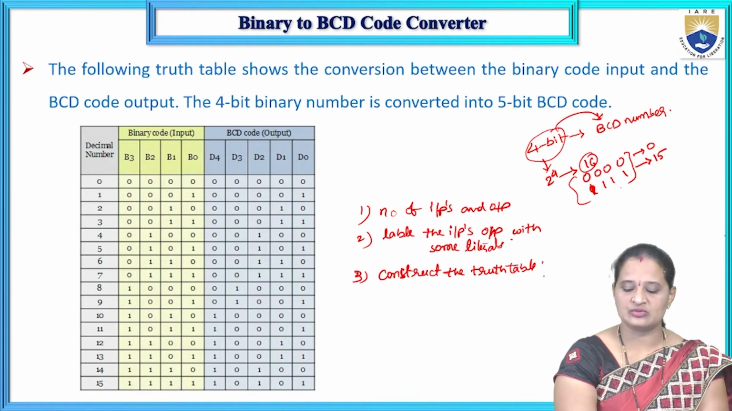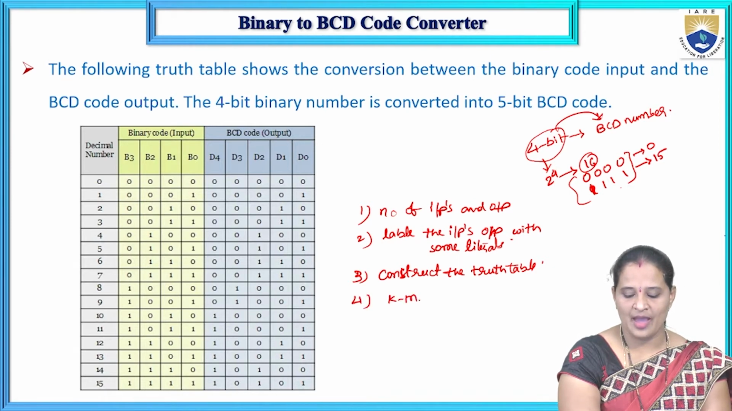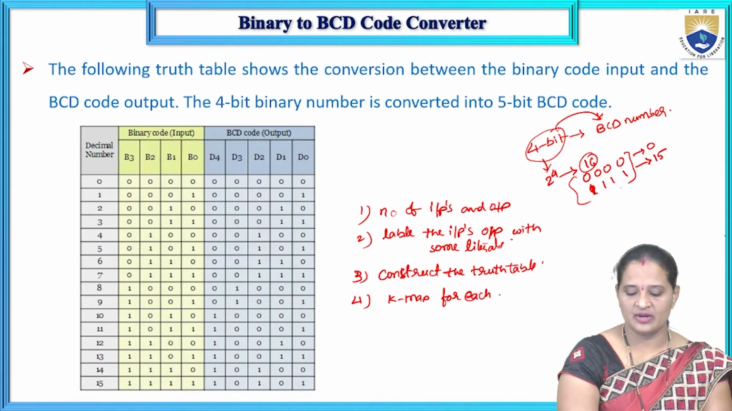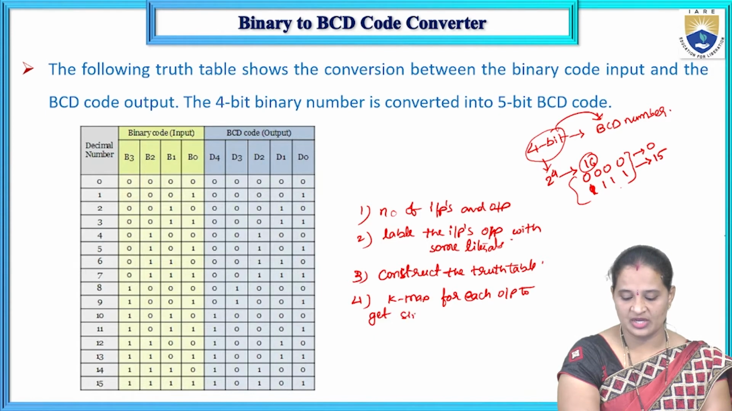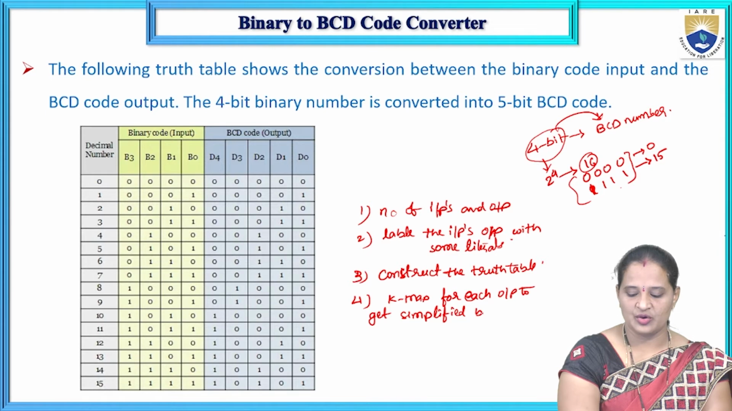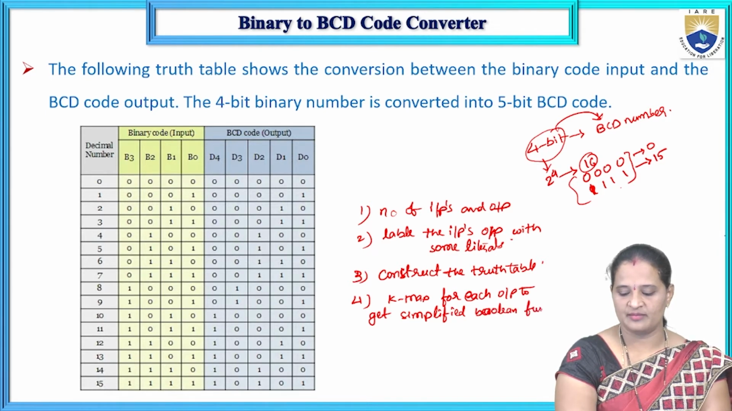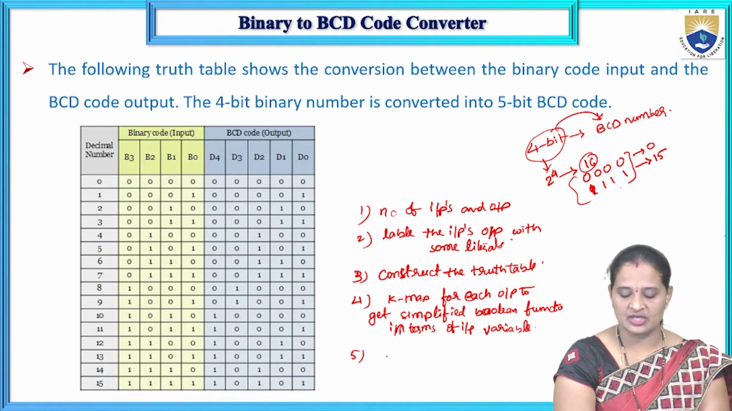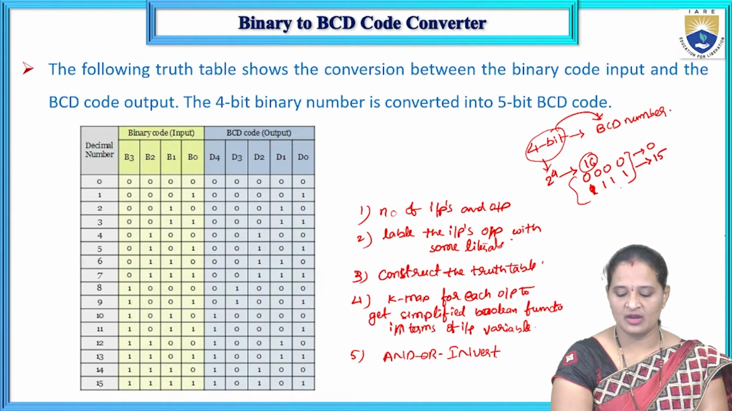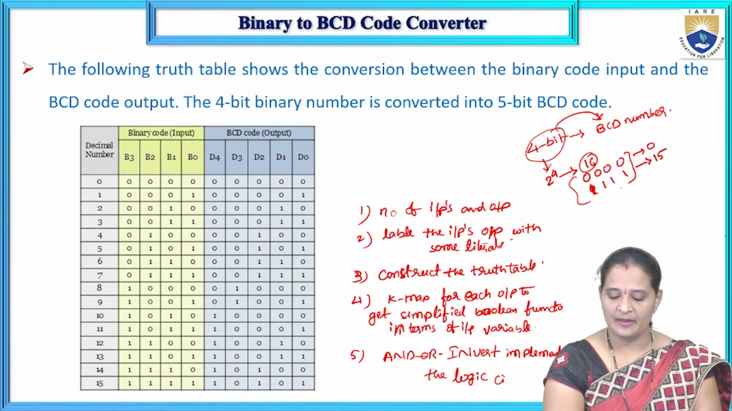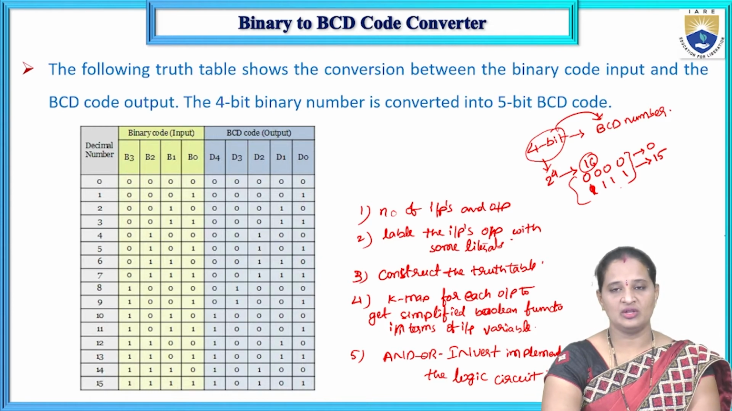Once the truth table is constructed, we have to draw the K-map for each output to get the simplified Boolean expression in terms of input variables. Once the Boolean functions are available, using the basic logic gates AND, OR, INVERT, you can implement the logic circuit. So these are the steps that we need to keep in mind. This is nothing but a circuit that performs a specified task. Like that, you can implement any combinational logic circuit with these 4 steps.